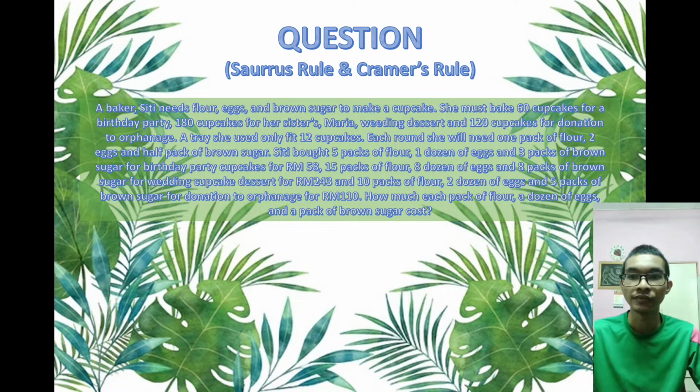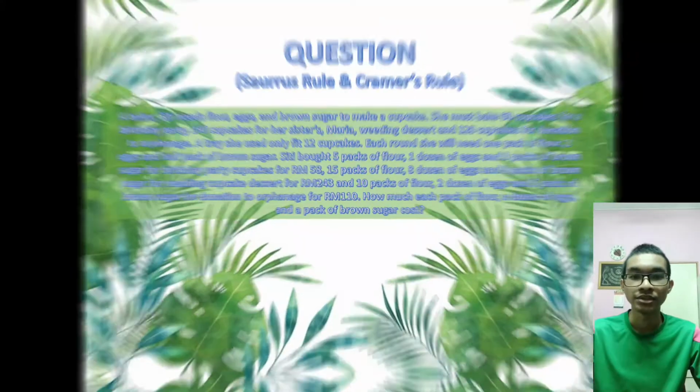dessert for 243 ringgit, and 10 packs of flour, 2 dozen eggs and 5 packs of brown sugar for donation to the orphanage for 110 ringgit. How much does each pack of flour, a dozen eggs and a pack of brown sugar cost?